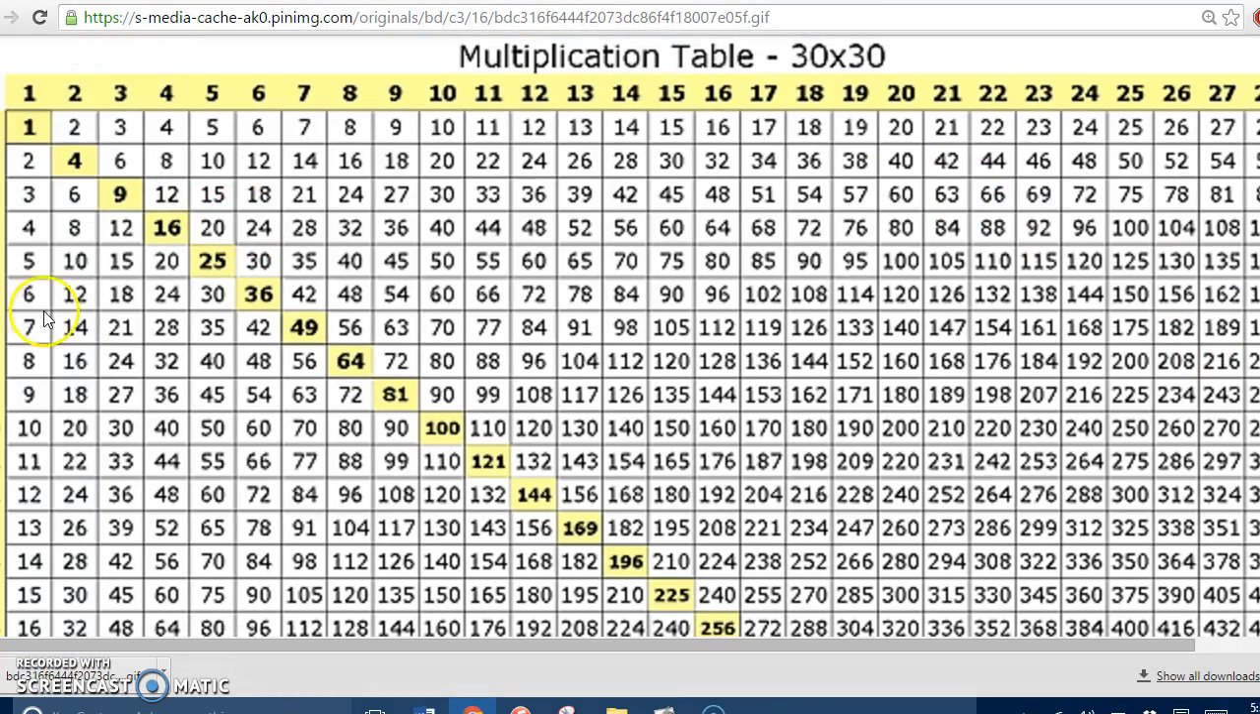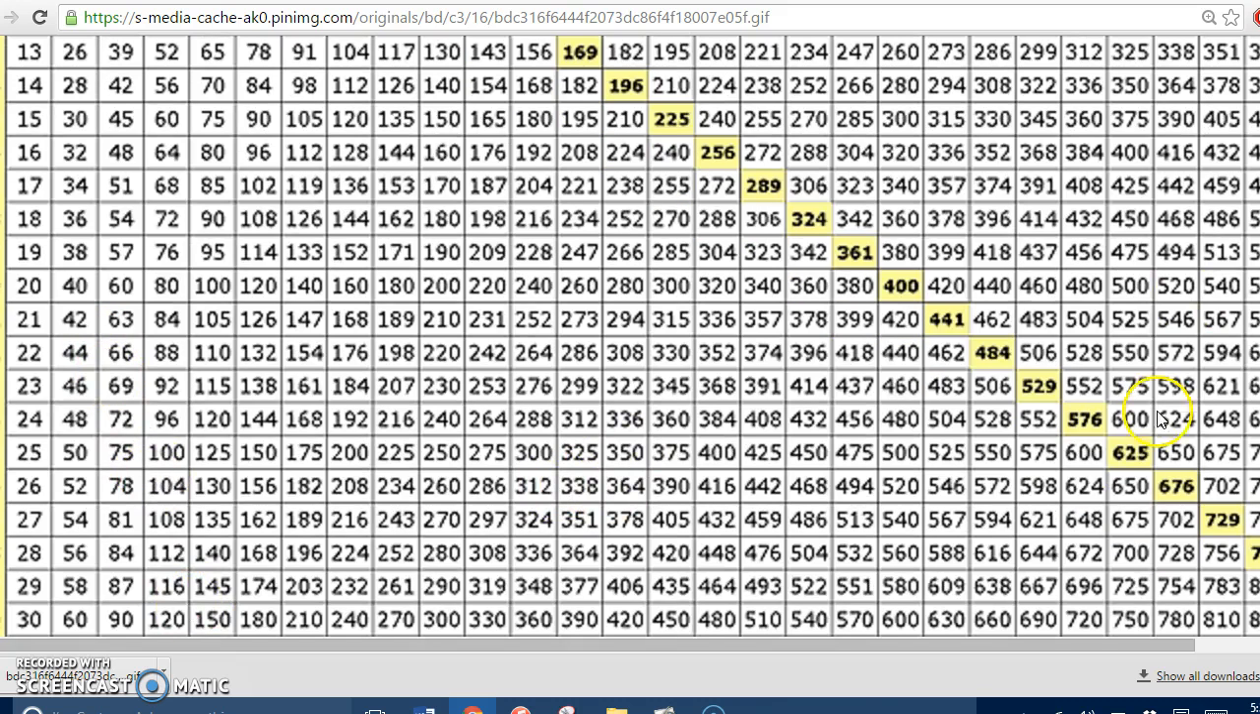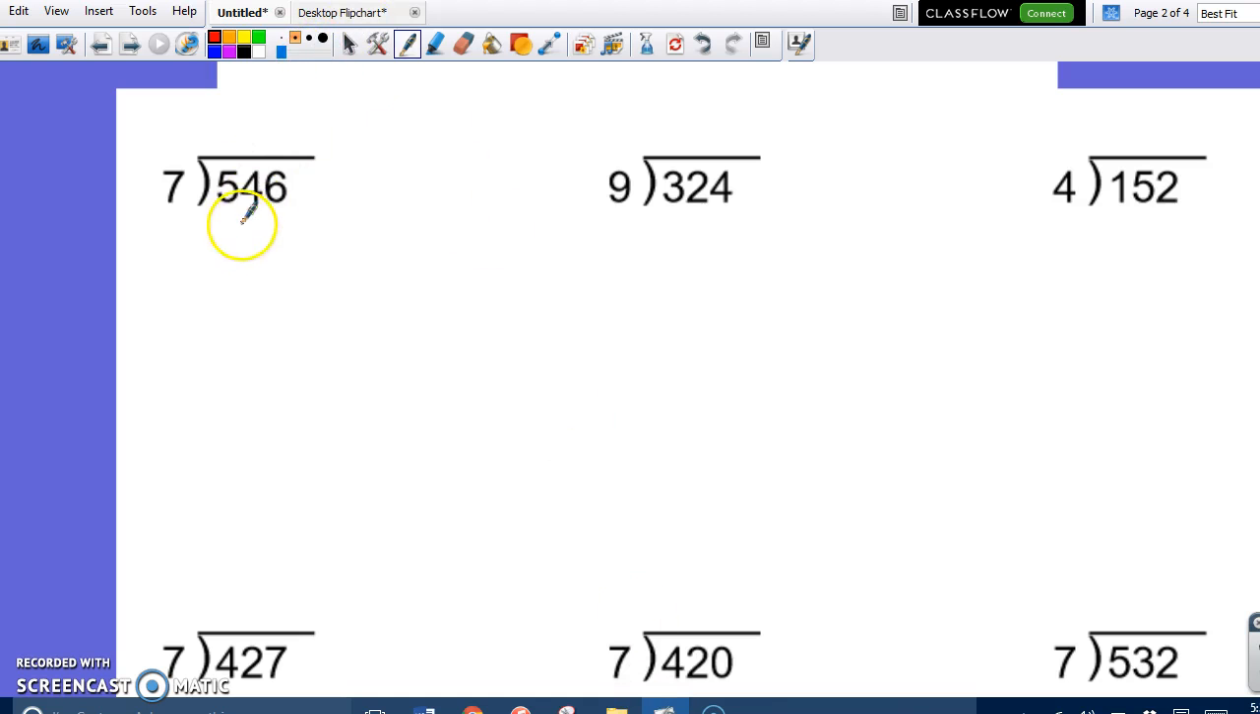And you look and you look and you look, Mrs. Hart, it only goes up to 30 again, and 546 is not on there, or I can't find it, etc., okay? So the easiest way to do this is to break it down to a smaller number.